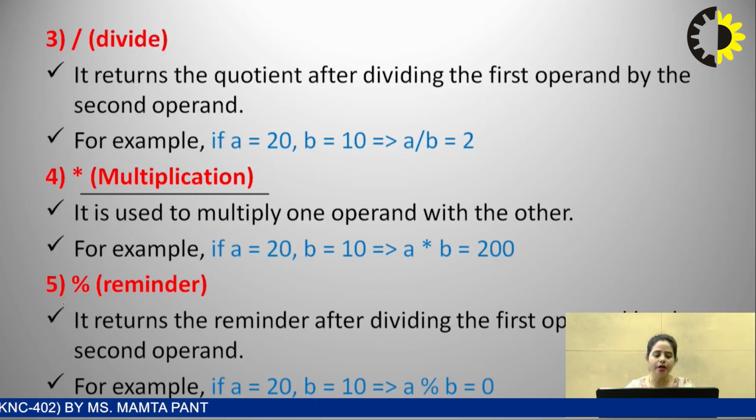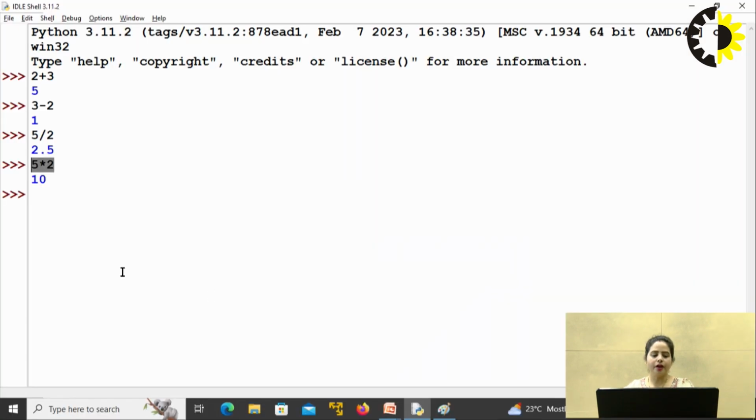Now coming to the remainder operator. What will the remainder operator do? If I am doing this operator, 5 divided by 2, this will give the quotient part. But if we want the remainder part, what do we have to do? We have to use the modulus operator. 5 modulus 2. This modulus operator gives the remainder part of your division operation.